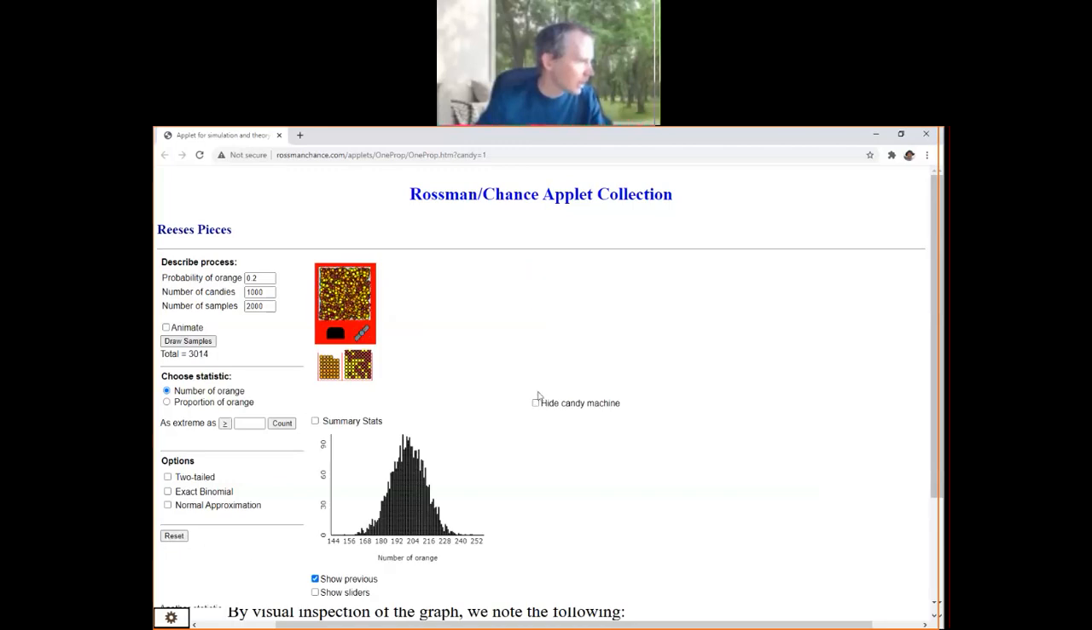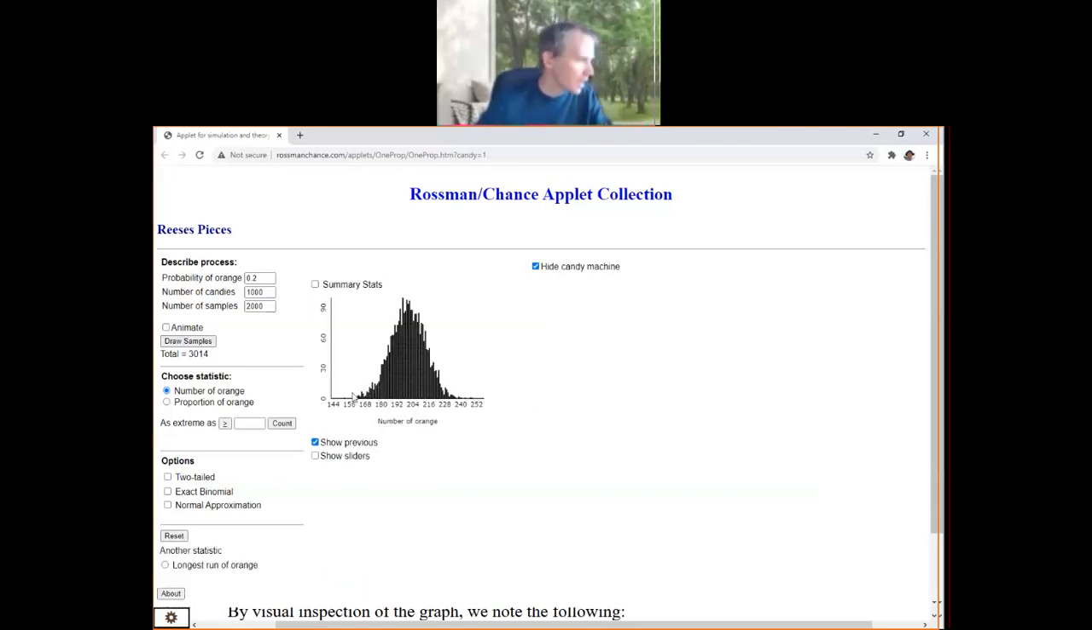So now I'll add 2,000 more samples, and you can see that this process is getting much more clear. There's a lot of dots on the screen. Okay. It's starting to fill in the gaps, and it's starting to take on that bell-shaped curve that we have talked about as being so characteristic of a normal distribution.